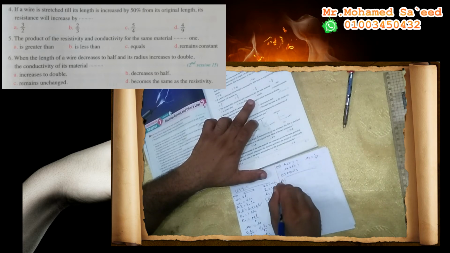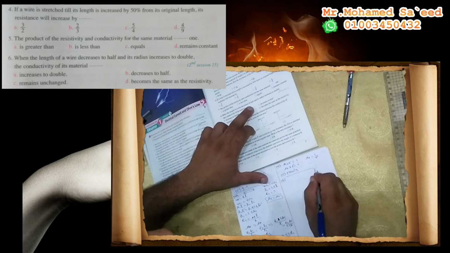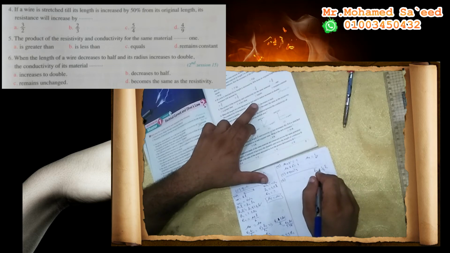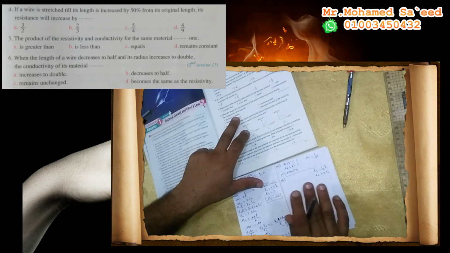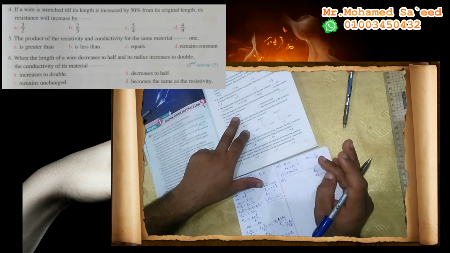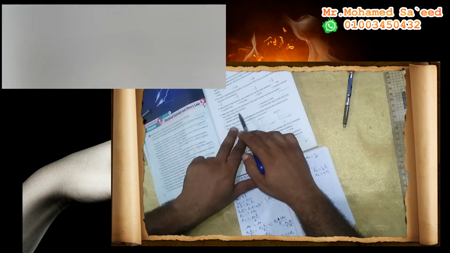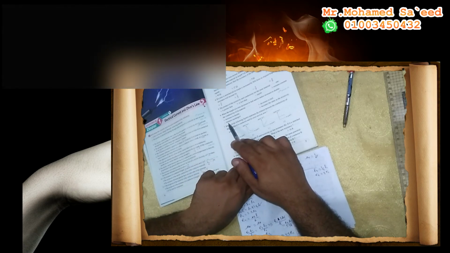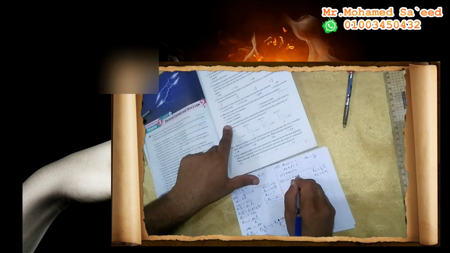Okay, question number 6. When the length of a wire decreases to half, so L2 equals half L1, and its radius increases to double. Its radius R2 equals 2 R1. The conductivity of the material: there are only two factors that affect the conductivity or resistivity. Number one, the type of material. Number two, the temperature. In this case, type of material doesn't change, and also temperature remains constant. So the conductivity remains unchanged. So the true answer is C, remains unchanged.